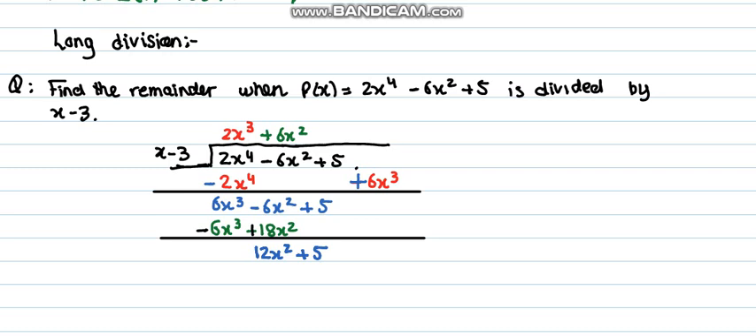So that would be positive 12x. So this will become 12x squared minus 36x. Changing signs, this would become negative, this would become positive. So 12x squared cancels out. What we would get is 36x plus 5.